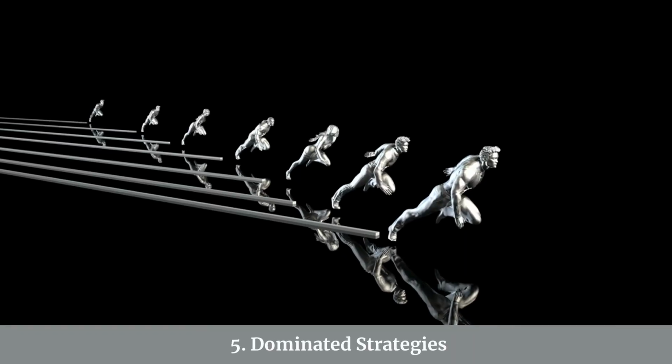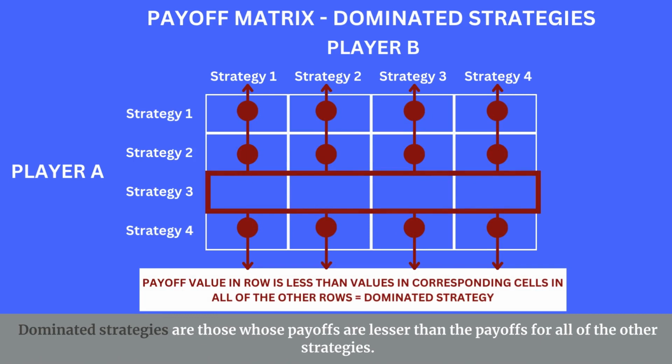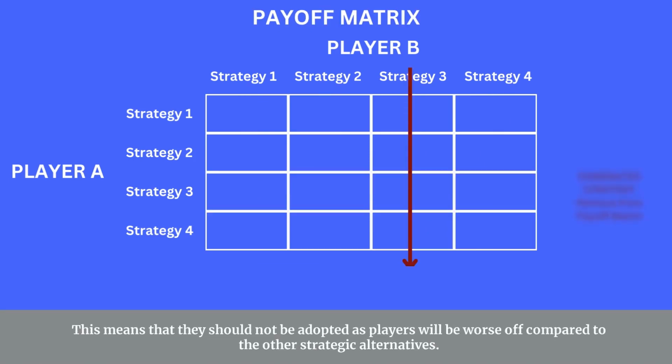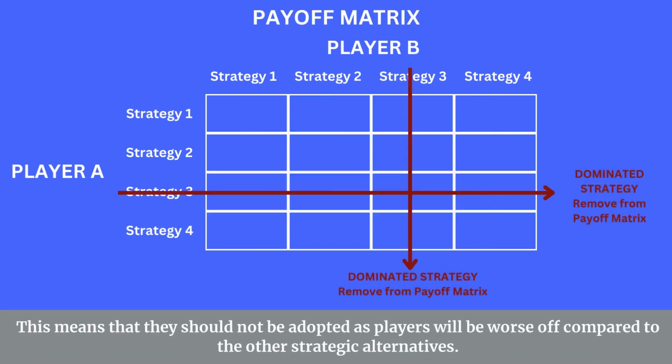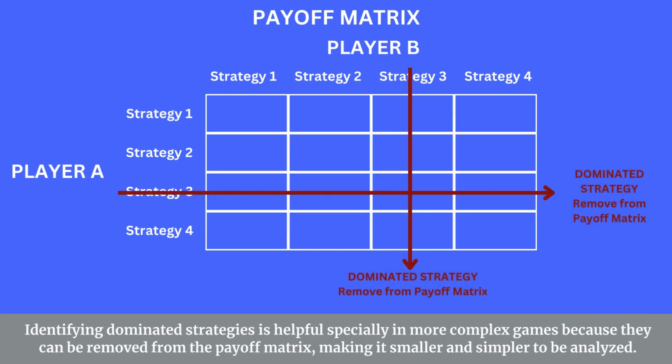5. Dominated strategies. Dominated strategies are those whose payoffs are lesser than the payoffs for all of the other strategies. This means that they should not be adopted as players will be worse off compared to the other strategic alternatives. Identifying dominated strategies is helpful especially in more complex games because they can be removed from the payoff matrix, making it smaller and simpler to be analyzed.